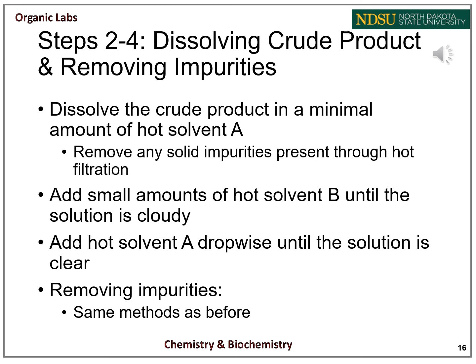After the solution is cloudy, add hot solvent A dropwise until the solution is clear. This is very slowly increasing the solubility of our product to the threshold of being a saturated solution of the mixture of solvents while it's hot. And then once that's done, you would remove impurities in the same methods as before. And then we move on to inducing crystallization, and the process is identical to that of a single solvent recrystallization.